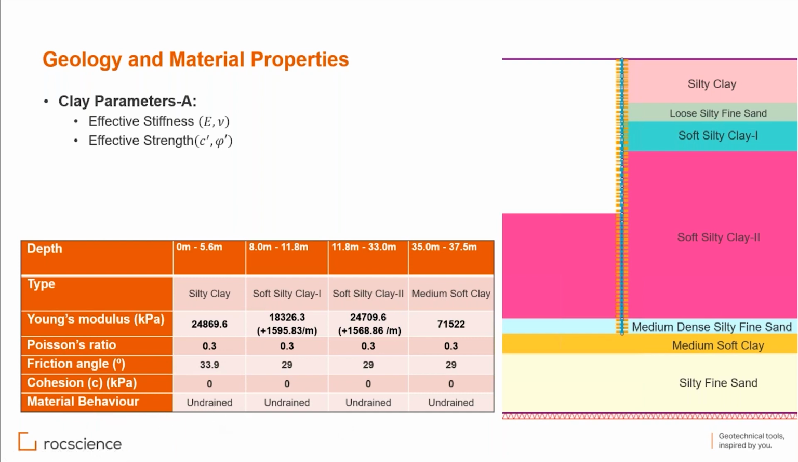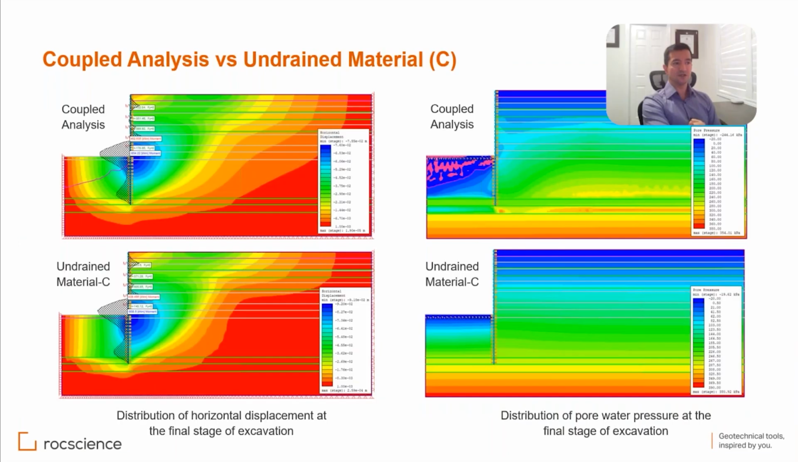Now, what we will see next is the effect of the different scenarios that we run for the undrained material on the results. For my reference, I'm comparing all these cases of undrained materials with a coupled hydromechanical analysis, for which I set the time steps to be short so that I'm actually mimicking undrained behavior. So you can see here on the right side, I'm showing you the distribution of pore water pressure in the whole model at the final stage of excavation.